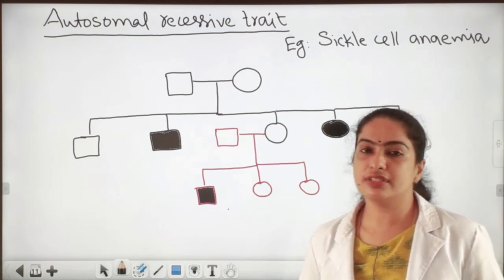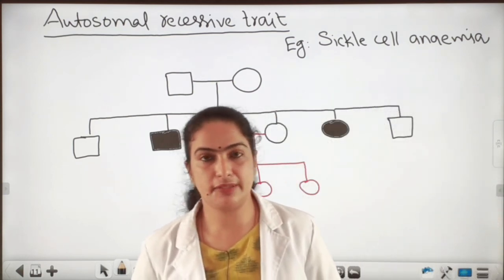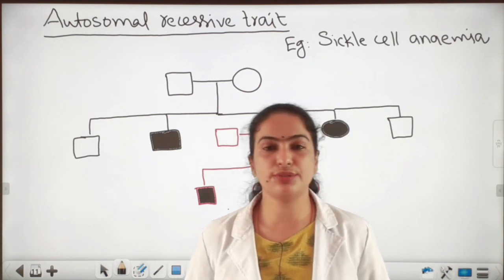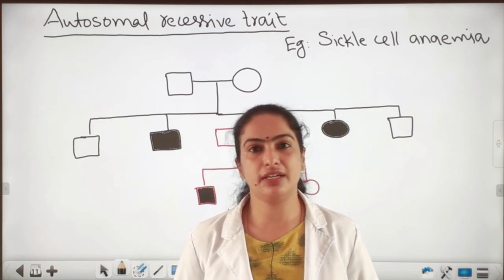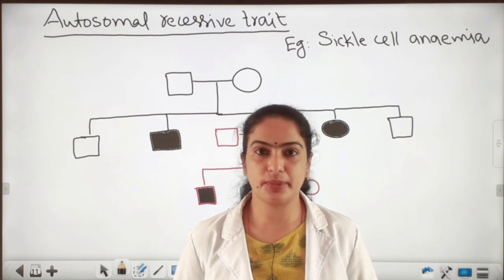Is it clear? So this is the autosomal recessive gene. Hope you understood everything about mutation and pedigree analysis. That's all for today. Thank you.